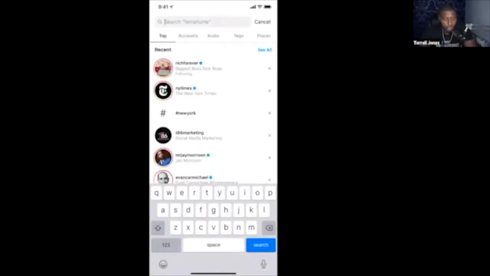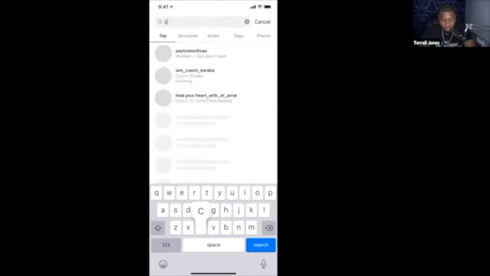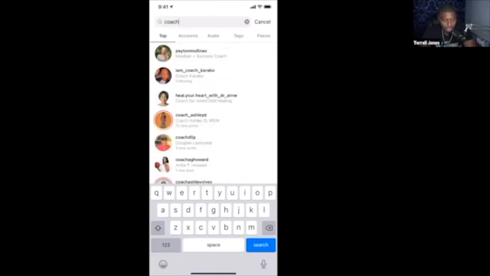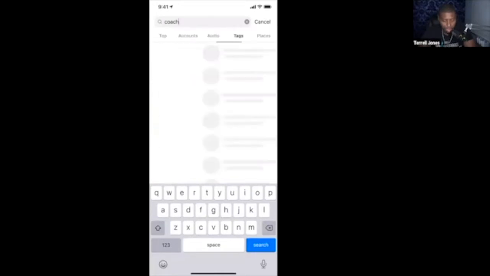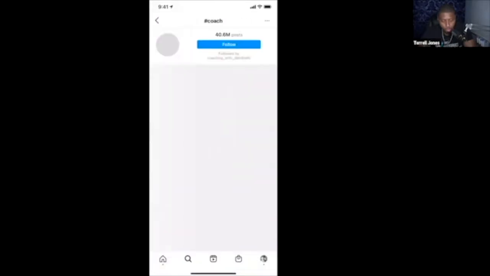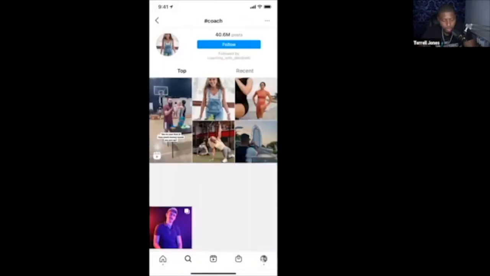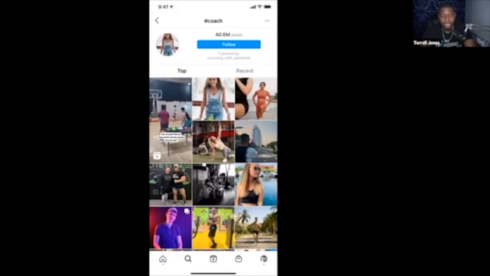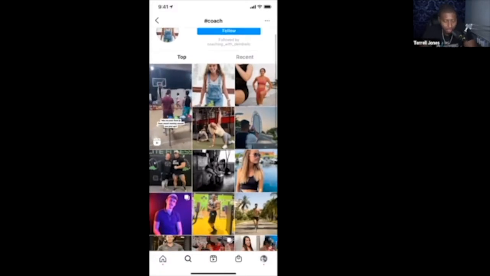So let's go back. Let's say we're looking at coaches, right? If I'm looking at hashtags, what's a good coaching hashtag? Well, how about I type coach? It's not that hard. I type coach, I look at tags, coach. Guess what? It's going to pop up with everybody that uses the coach hashtag. Does that mean that everybody's a coach because you use a coach hashtag? No. But that means you might be a coach.